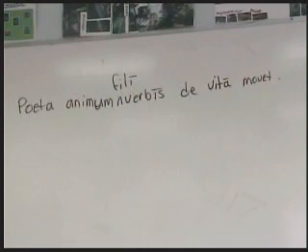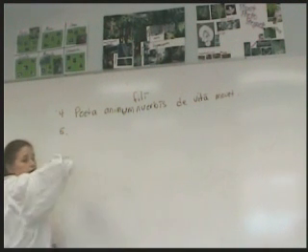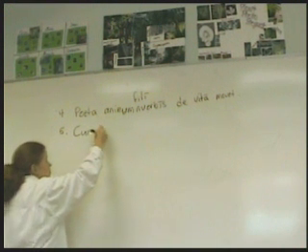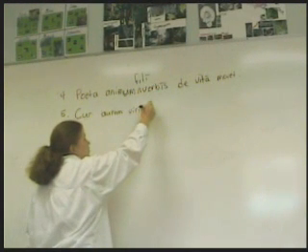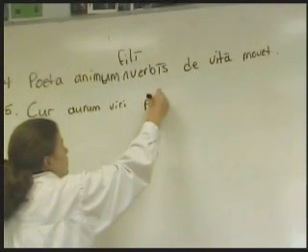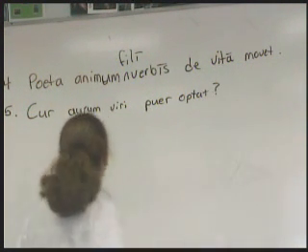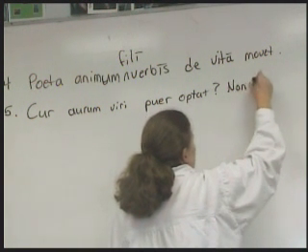Okay, that was number 4. Number 5. Chip, would you read that one out loud for us? Cur aurum viri puer optat. Hold on. Viri. Optat. Non est pecunia puero.